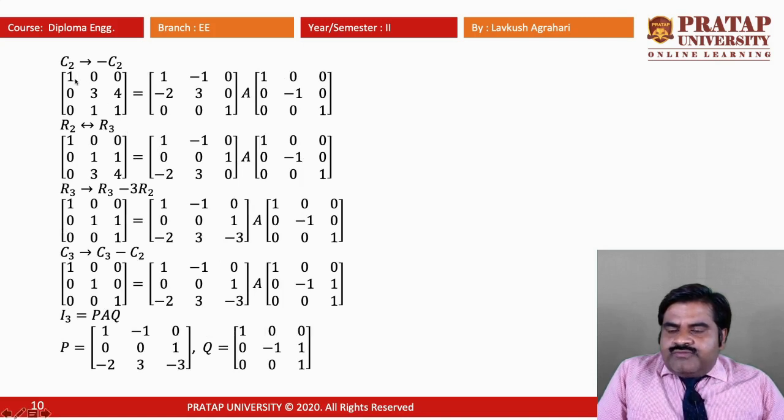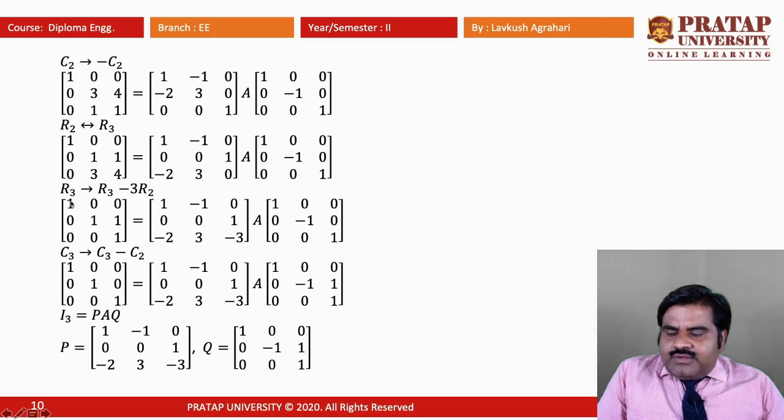Now we are going to perform a column transformation. C2 is replaced by minus C2. As this is a column transformation, it will be reflected in the matrix written on the right hand side of A. Now R2 is interchanged with R3. By this, the third row becomes second and the second row becomes third. The same is reflected in the matrix written on the left hand side of A.